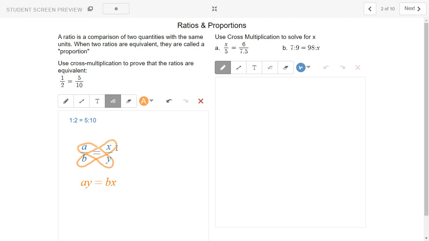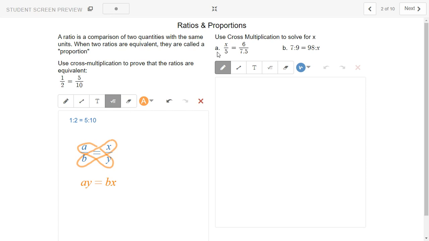And cross multiplication, I don't usually talk about cross multiplication. The only time that you can do it is when you are using ratios. Now let's use cross multiplication to solve for the x in these ratios.